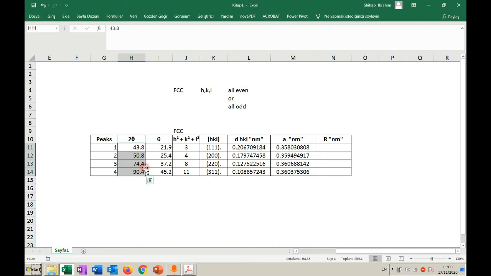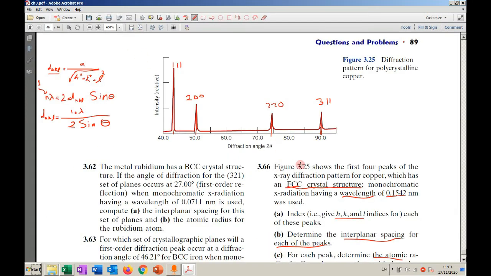Why? Because we said that we have one element. The pattern that we have here is for kappa, and kappa has an FCC crystal structure. If all of the peaks have the same crystal structure, it is the same element, so you expect a to be the same everywhere. a is constant, the lattice parameter. If it's one crystal structure, then a is constant.